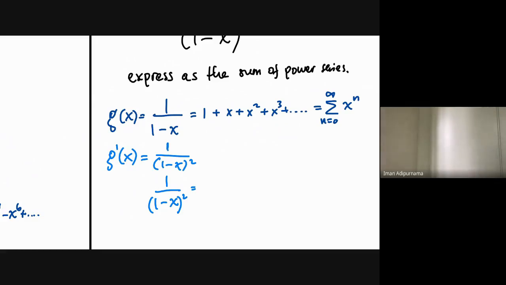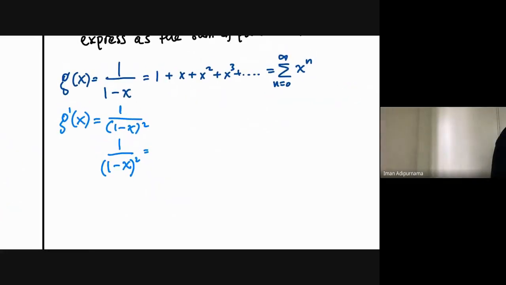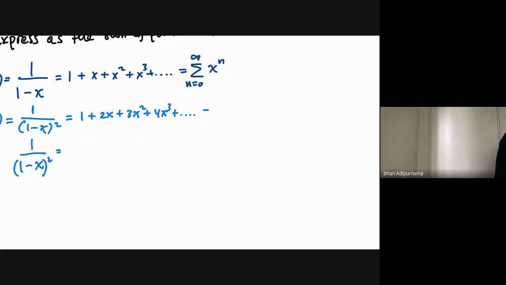So we can think of the functions as a derivative or even integration. So we can derive this. And by doing so, this becomes 1 plus 2x plus 3x squared plus 4x cubed and so on and so forth. Now it's shifted to 1, right? And this is n x to the n minus 1.